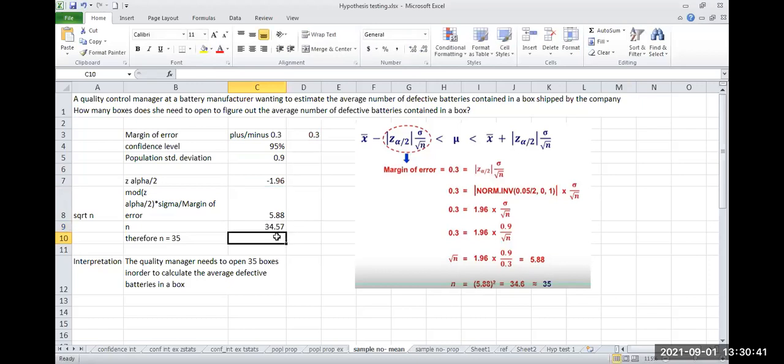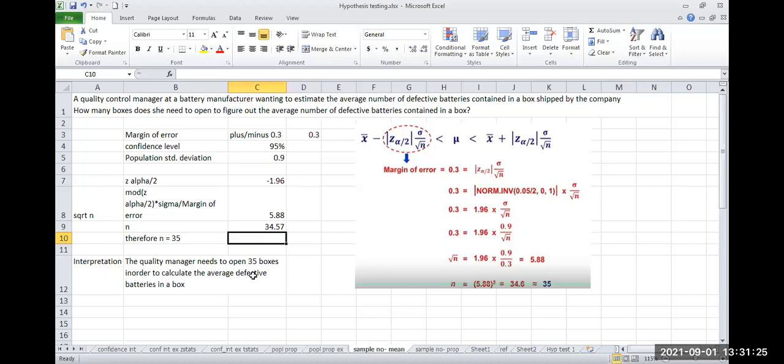Now batteries are whole, you cannot have decimal places like 34.5, 34.6. So we're just going to round it off to the next whole number. So n value becomes 35. Even if the decimal value is less than 0.5, also round it off to the next number. Even if it is 34.2, 34.3, round it off to the next number, 35. If it is 32.2, it will become n is 33. It cannot be in decimal places, so round it off to the next number if you have a decimal place.